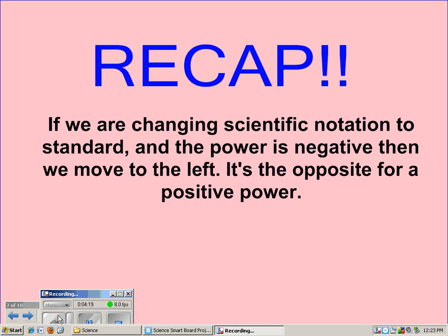If we are changing scientific notation to standard and the power is negative, then we move to the left. It's the opposite for a positive power.